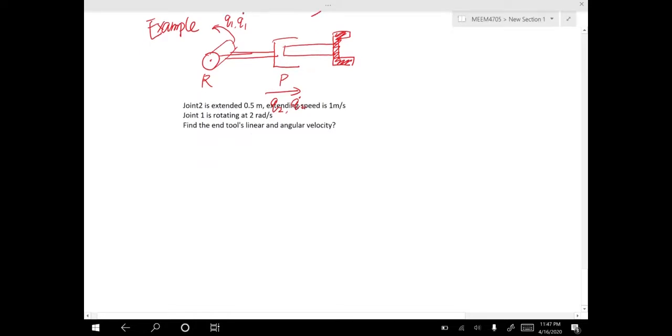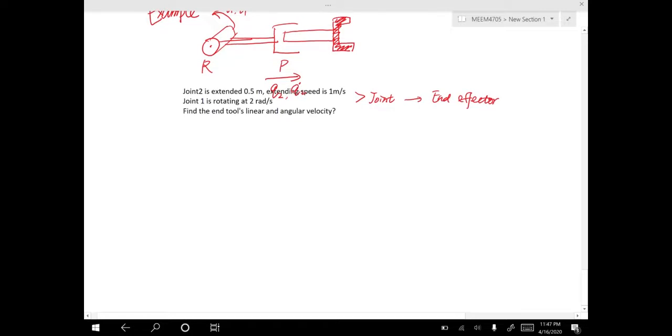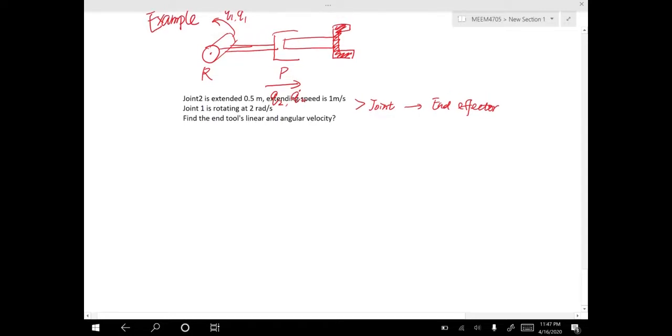So which is common, right? It means we already know the joint variables, so we know the joint position and velocity, and we want to calculate the end effector's velocity. Now we know these real numbers, and so we can start to calculate.